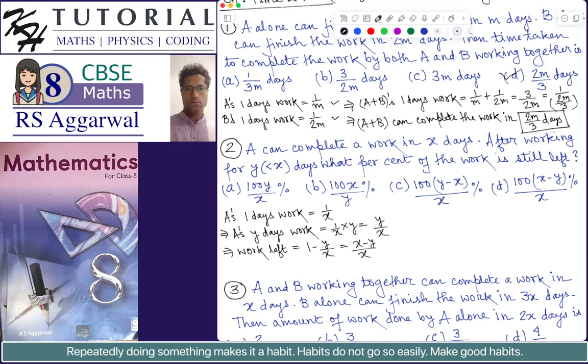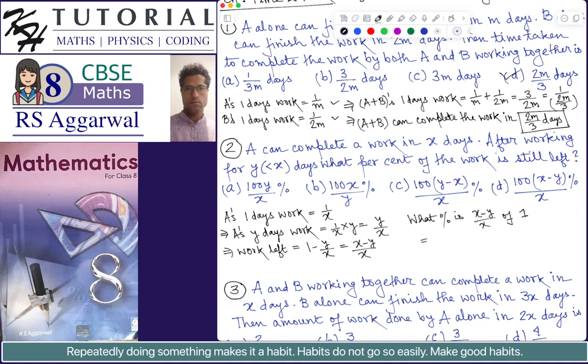Now we have to find the percentage of this work left based on the whole work, which is 1. So we have to find what percent is X minus Y by X of 1. Why 1? Because the whole work is 1. The question is what percent of the work is still left. The work left is X minus Y by X and the whole work is 1. So we have to find the percentage of X minus Y by X based on 1.